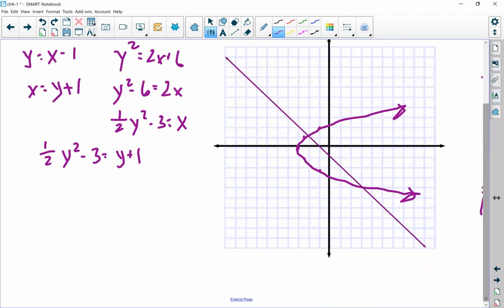Personally, I don't like that 1/2 in front of my y squared, so I'm going to multiply everything by 2 just to make it a little bit easier. My little pea brain after spring break isn't going to be able to factor that if there's a 1/2. Just make sure you multiply everything by 2. And now, oh, now I think I can factor this if I move everything over.